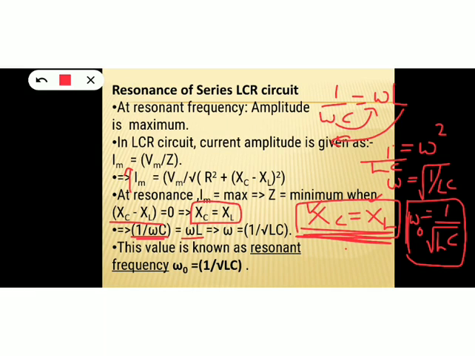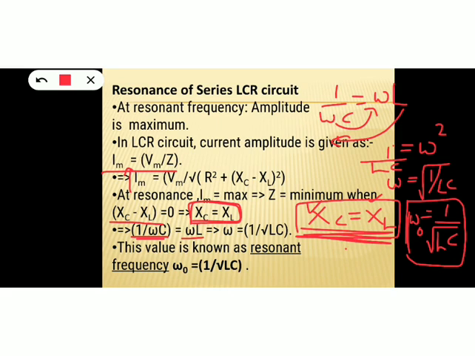Okay, so what is resonance? Resonance means the condition when the amplitude of the system is maximum. Amplitude of oscillation of any system is maximum. So here in the case of LCR series circuit, we will consider resonance as the condition in which the amplitude of current is maximum. And we know that current Im is equal to Vm by Z. So if current amplitude Im is to be maximum, then Z should be minimum. And what is the condition for minimum Z? Xc equal to XL. So Xc is equal to XL is the condition for resonance.